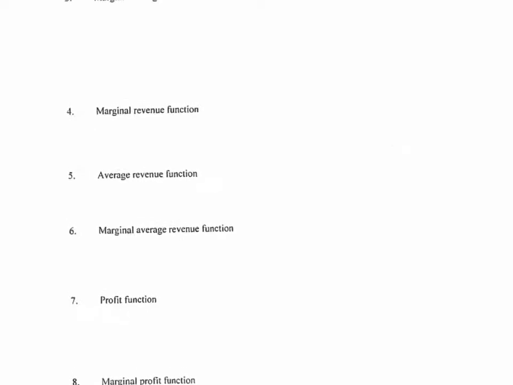Now, we have one more thing to do with our cost function, then we're going to talk about that revenue function. So if I ask you to find the marginal average cost function, I'm going to be doing what? Marginal tells me to do what? I've got to take the derivative of what? The average cost function. So that C bar, that's what I'm taking the derivative of. I'm finding C bar prime of x.